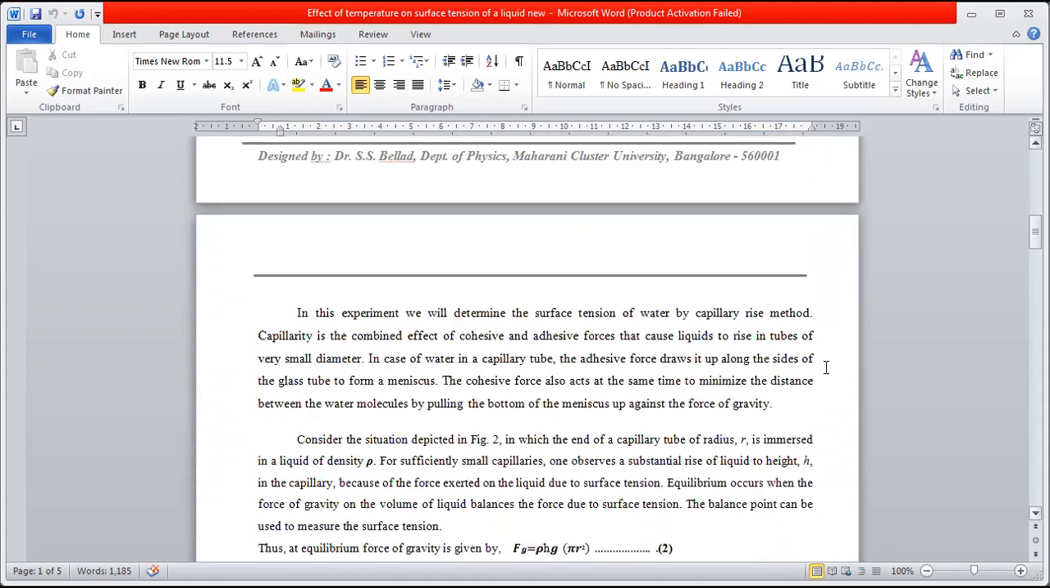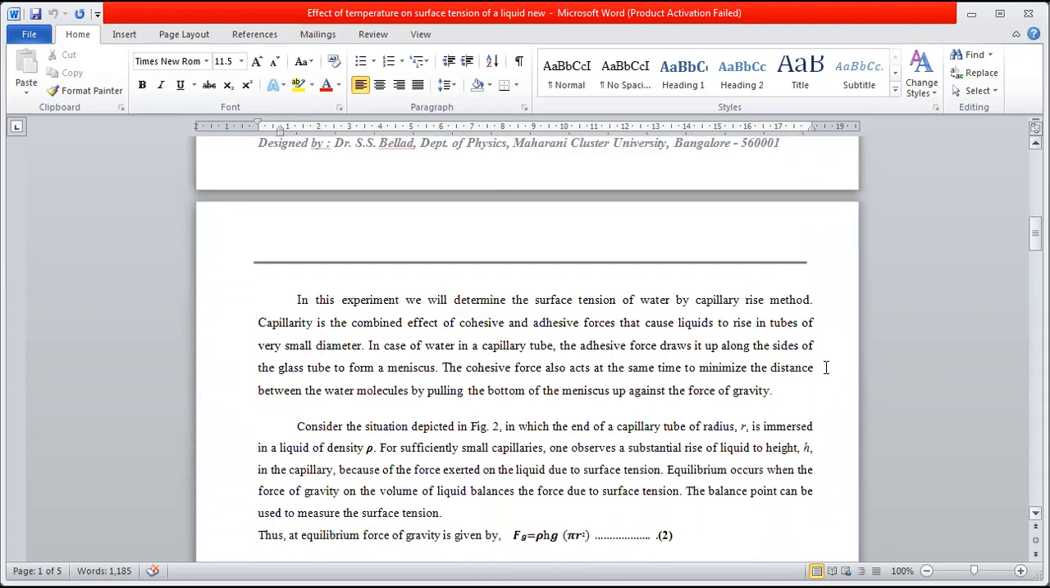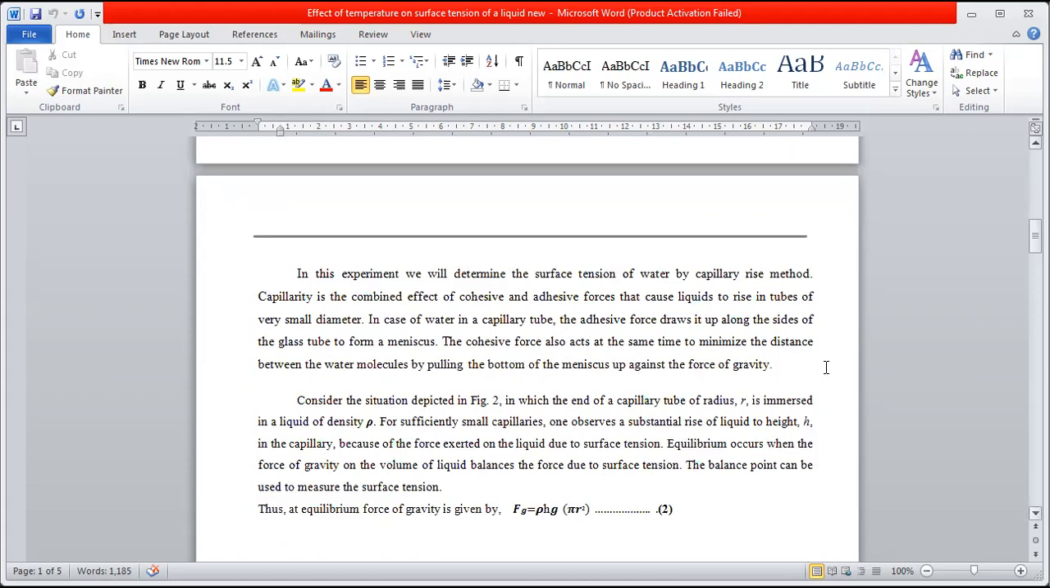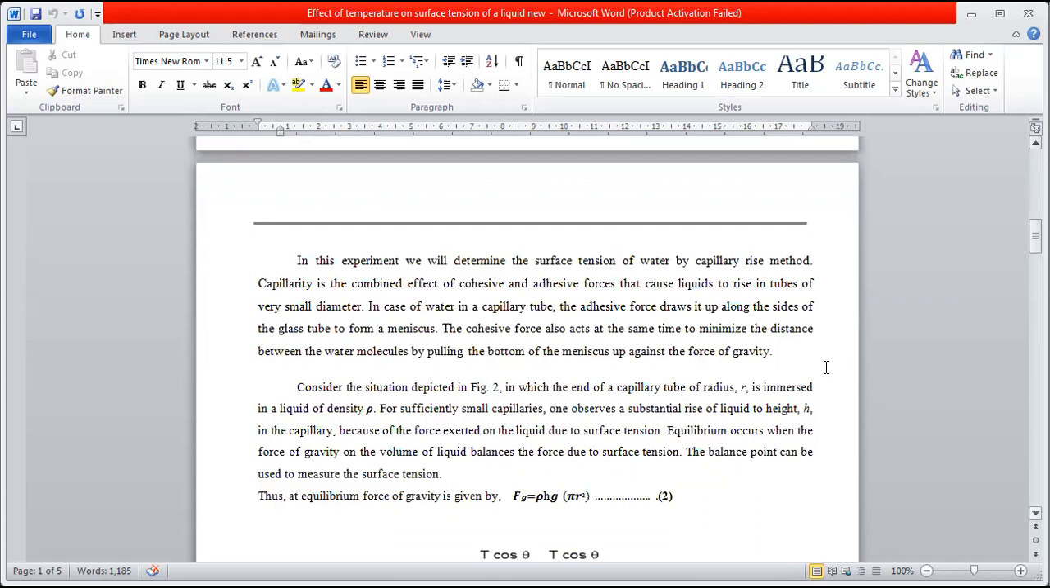Same thing I have explained here. So in this experiment, we're going to determine the surface tension of water by the capillary rise method. Capillarity is a combined effect of cohesive and adhesive forces that cause liquids to rise in tubes of very small diameter. As you know, when a capillary tube is dipped into a liquid, the liquid rises into it. This is called capillarity.